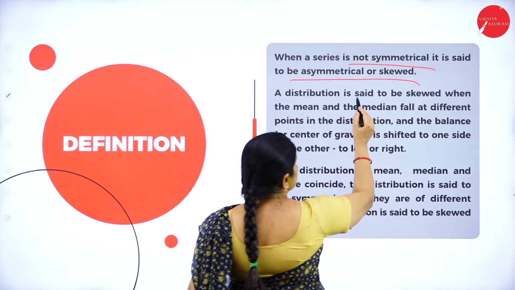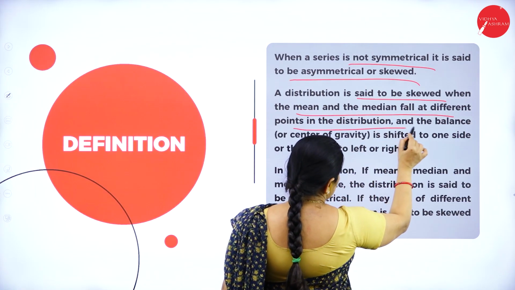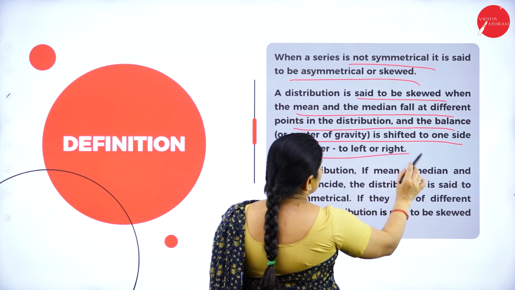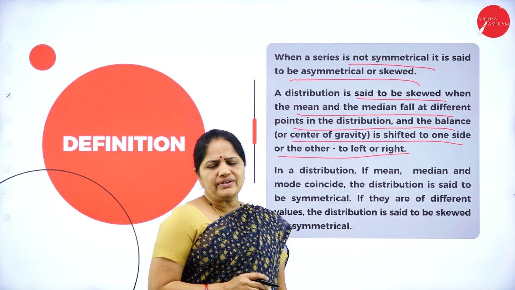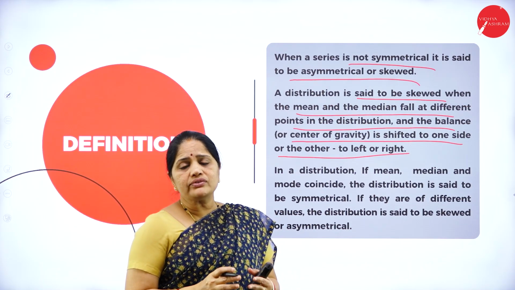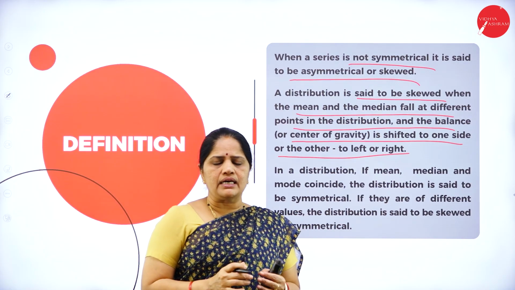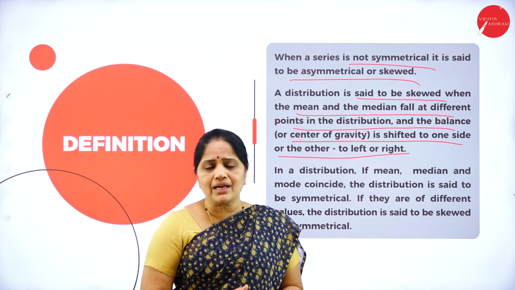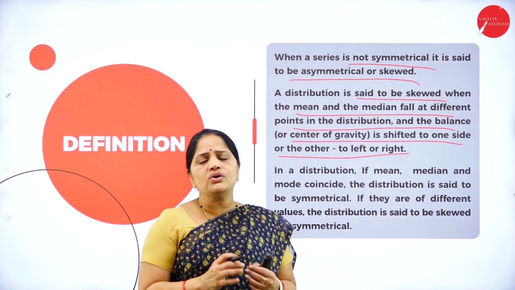A distribution is said to be skewed when the mean and the median fall at different points in the distribution and the balance or center of gravity is shifted to one side or the other, to the left or the right. So, when we are calculating the mean, median or mode, we observe that almost all the values try to center around a particular data. Suppose the mean is 36, then the median may be 36.5 and the mode may be around 36 or 37. So, they are all very close to each other.